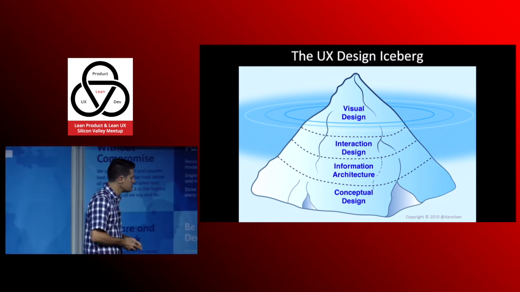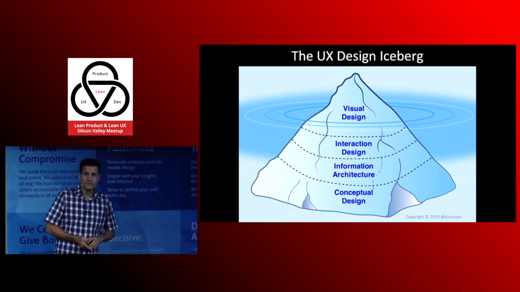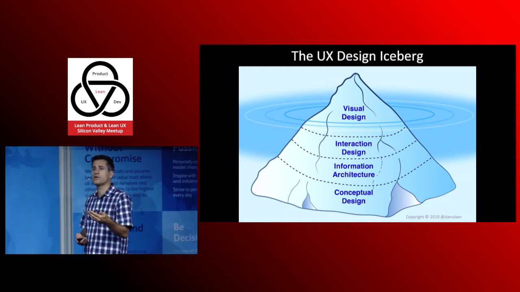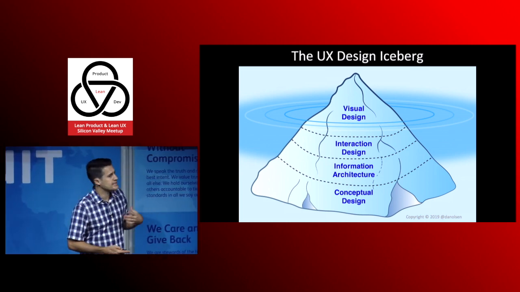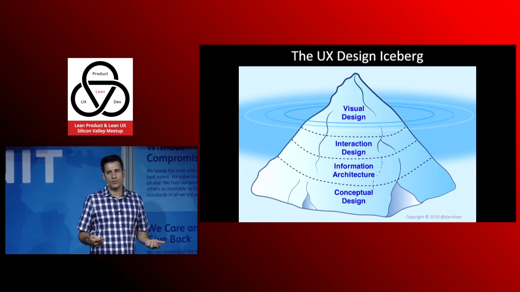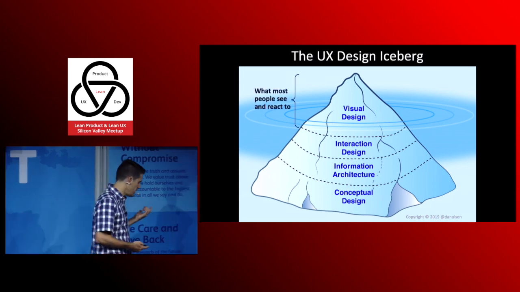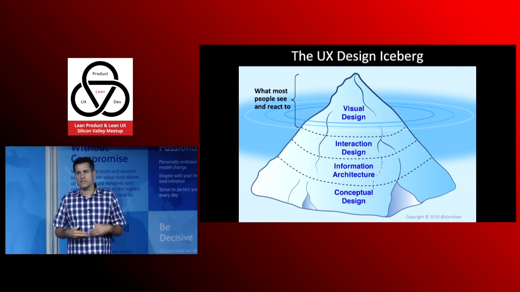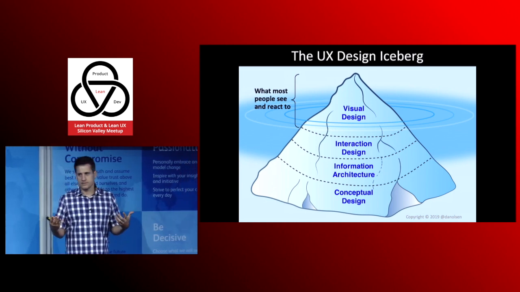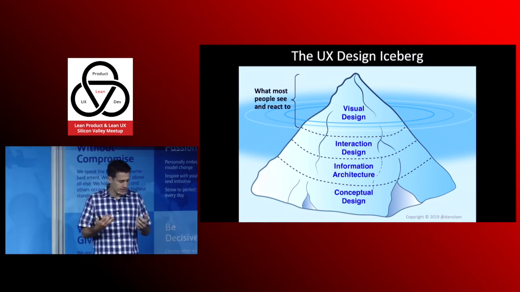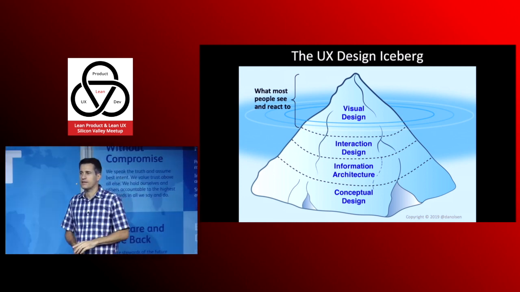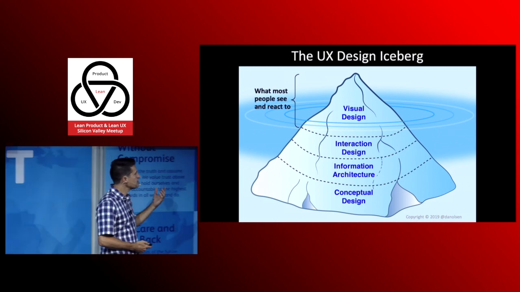The way I like to think about user experience is like an iceberg. Because like an iceberg, there's a part that's visible above the water that everybody sees and focuses on. But there's a lot more under the water that's not immediately obvious that people don't usually think about. The part above the waterline that most people see and react to is visual design. We take in most of our information through our eyes, maybe a little through our ears when we're listening, but mainly through our eyes. You are looking at my slides, the fonts, the shapes, the colors, all that, right? That's how we take in information. And that's what most people see and react to.